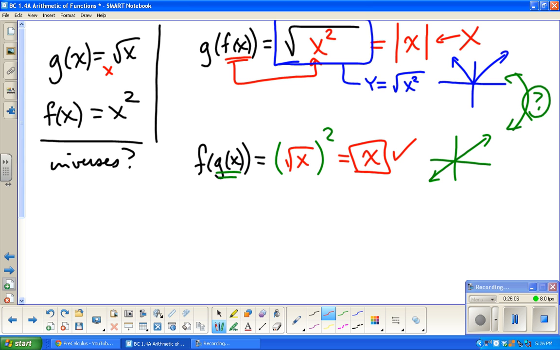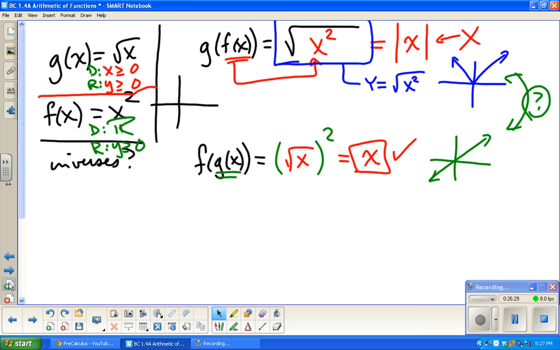The domain of square root of x is x greater than or equal to 0. The range is y greater than or equal to 0. The domain of x squared, all real numbers, the range y greater than or equal to 0. Think about the graphs of those two functions. Okay, so this is the square root graph. Here's the x squared graph.